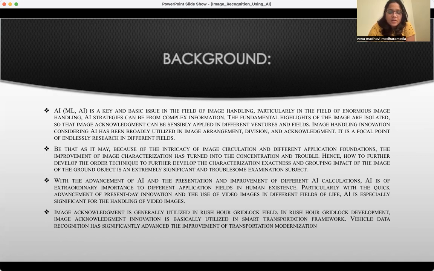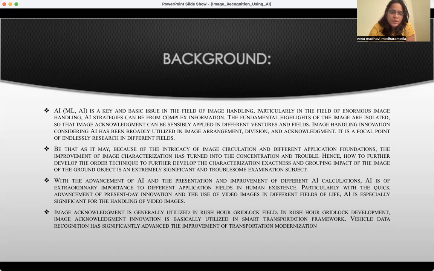However, because of the intricacy of image circulation and different application foundations, the improvement of image categorization has turned into the concentration and trouble. Hence, how to further develop the order technique to further develop the characterization, exactness, and grouping impact of the image of the ground object is an extremely significant and troublesome examination subject.